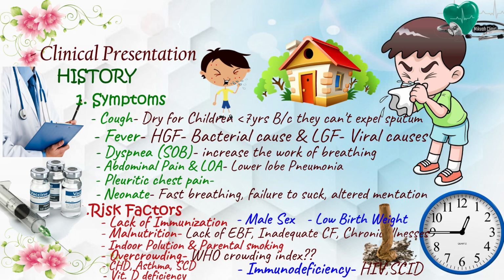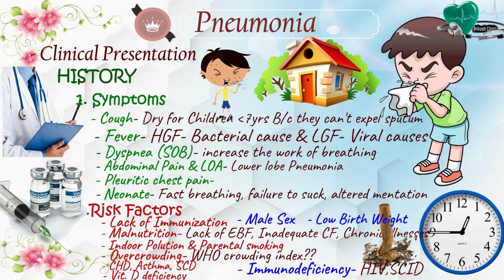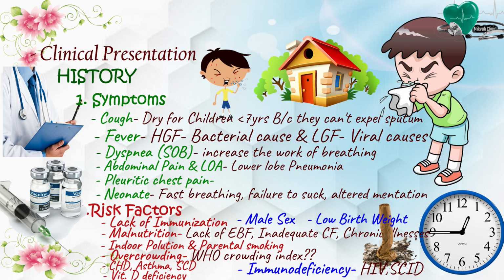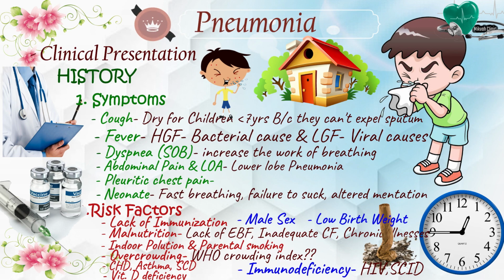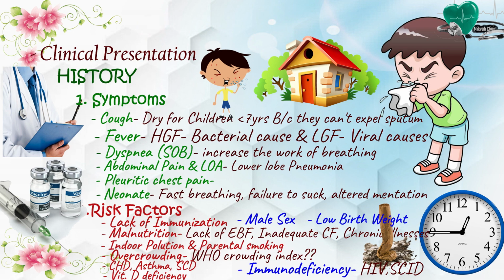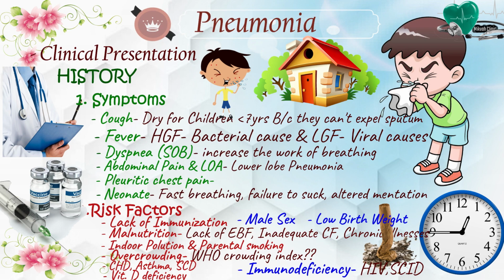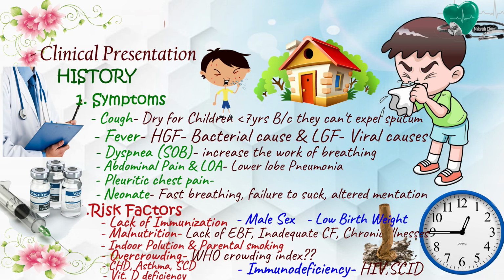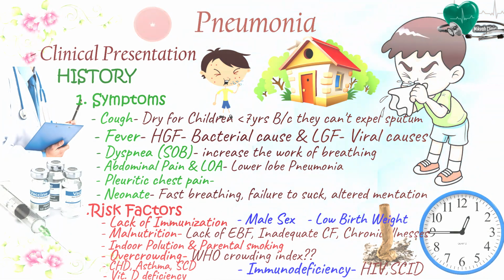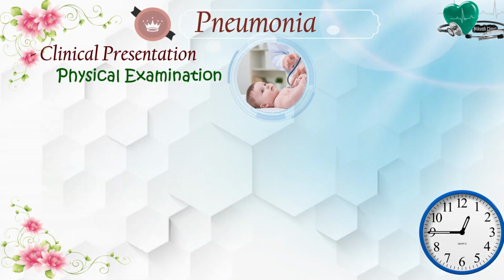And the other important risk factor is family members with upper respiratory tract infections. Adults can easily handle the infection, but if there is any parent or family member with an upper respiratory tract infection, they may transmit it to the child. So these are important risk factors that we should discover in our history. Every child developing pneumonia should have at least one of these risk factors. Don't forget this. After taking the history, we will proceed with a physical examination.